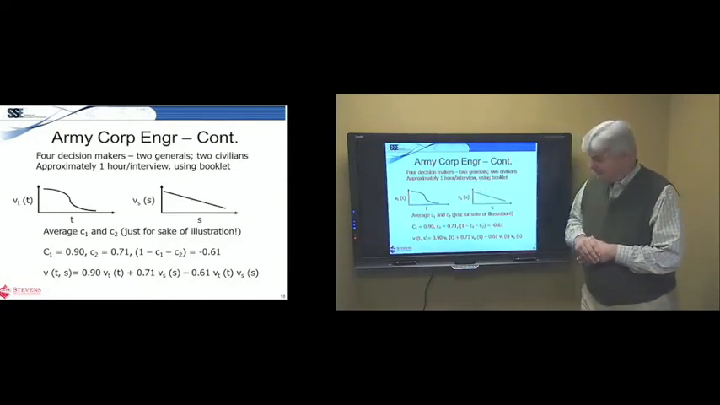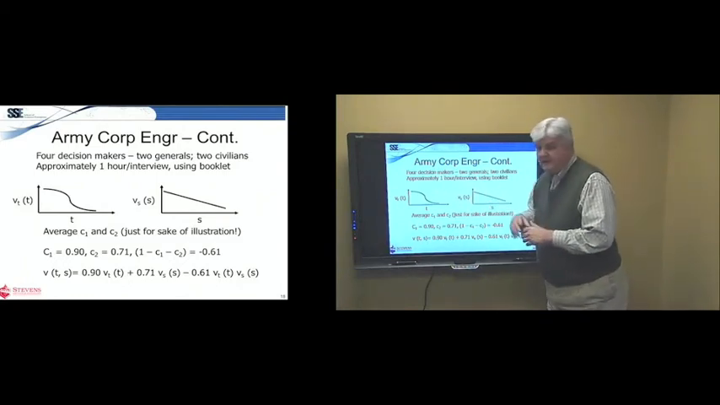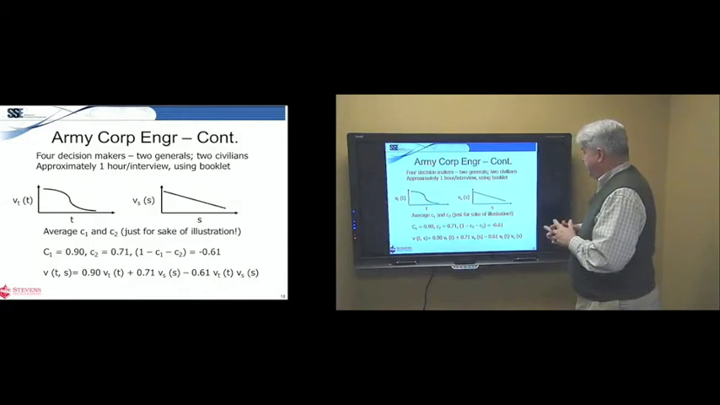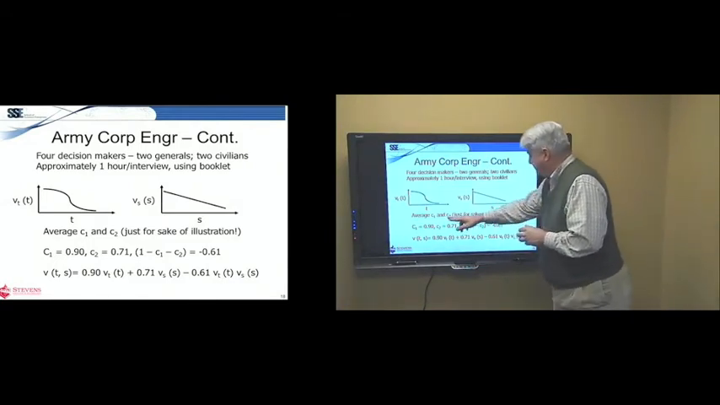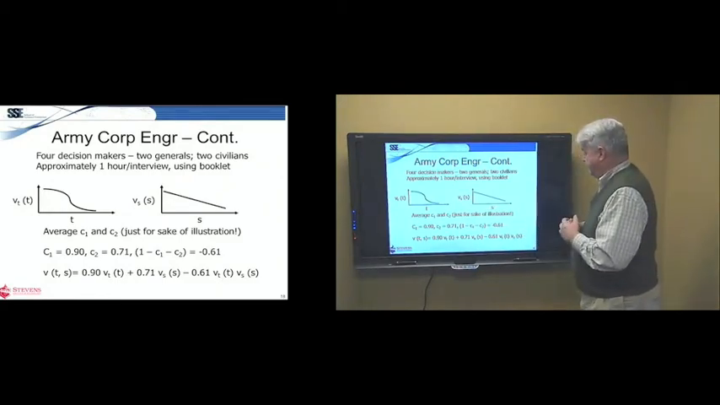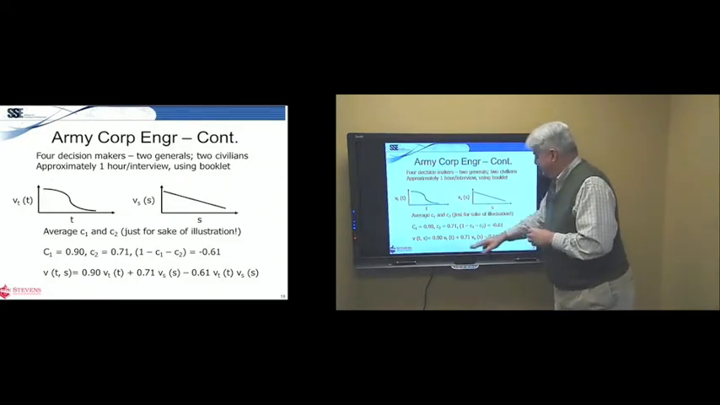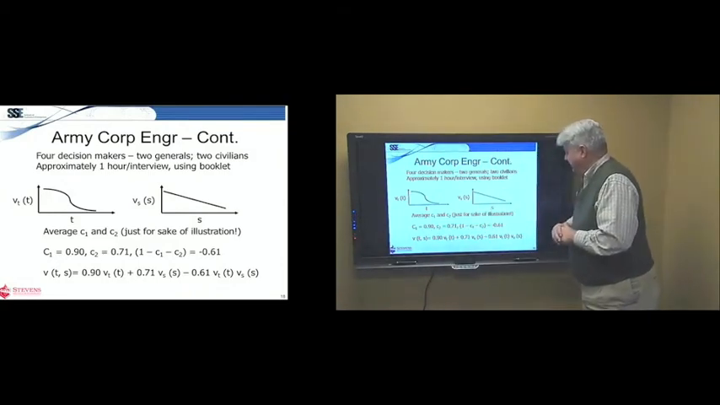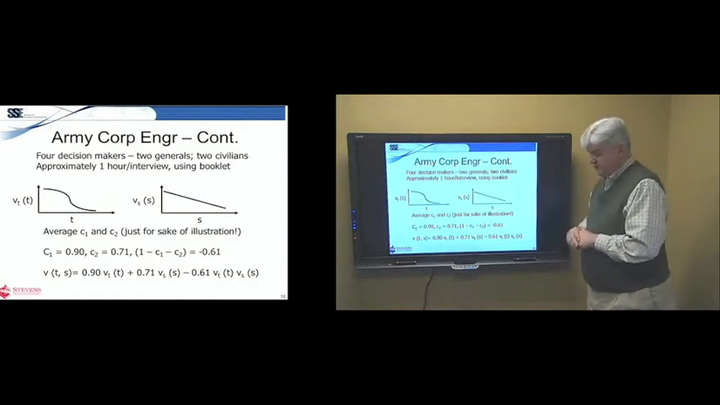On the other hand, they are very concerned about response time. Okay. So we figured out the procedures we used for coming up with the constants. And just for the sake of illustration, I've averaged the constants for the 4 decision makers to get C1.9, C2.71, and the composite here of minus 0.61.